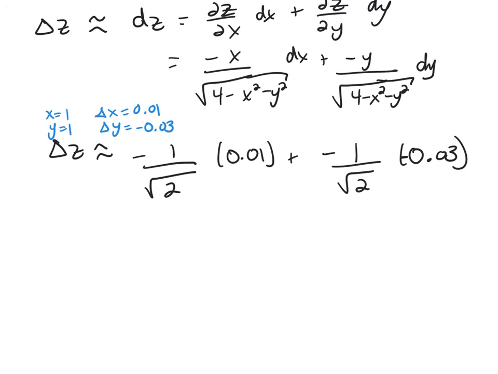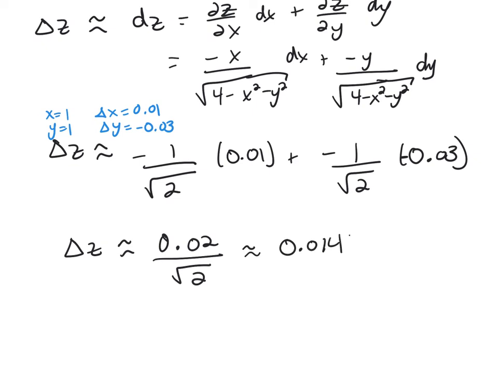So if you combine these, you'll get that delta z is approximately 0.02 over the square root of 2, or 0.0141. So there's our approximation.